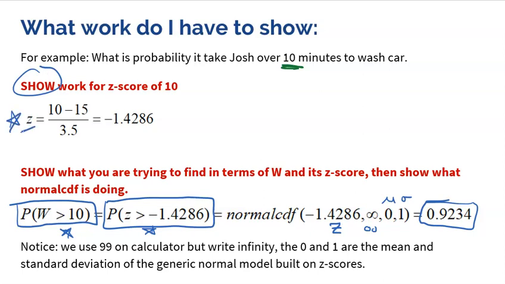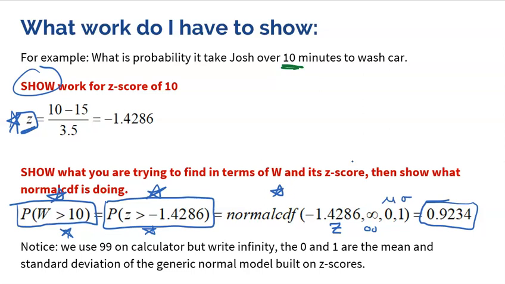Show that work. Label it with a letter Z. Then you have to show context for what the question asks, convert it to a z-score for what the question asks. Then when you type all that into your calculator, just recopy what the calculator pastes into your home screen, and that's again using the normal CDF. Don't use a 99, use an infinity symbol, because that's what that 99 is representing.